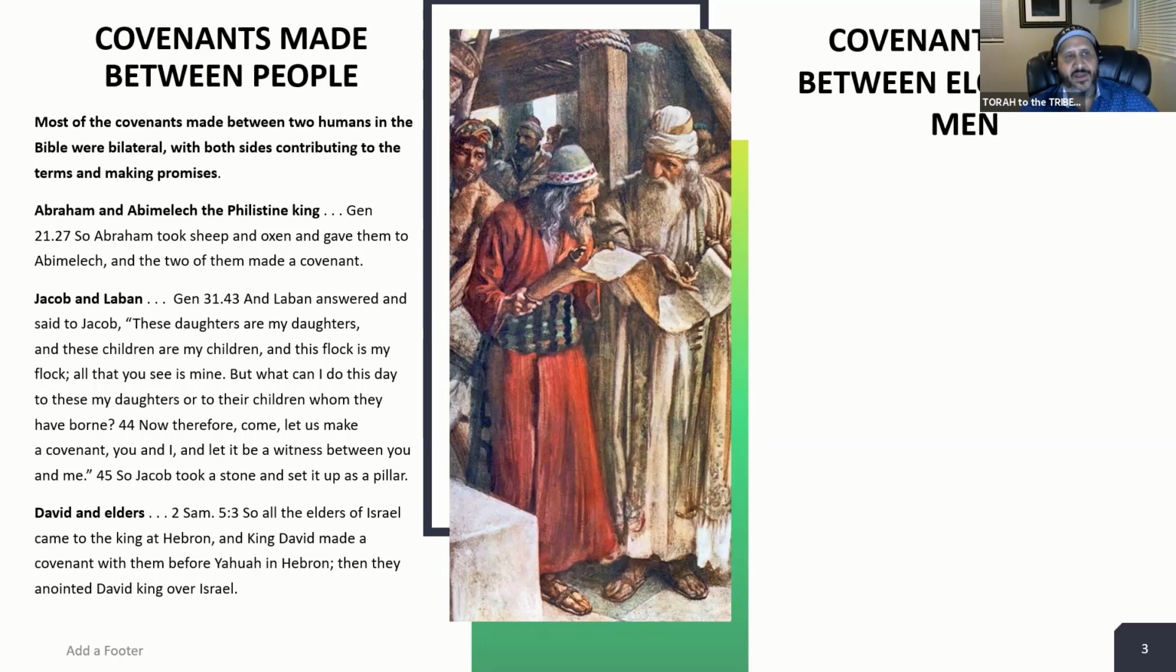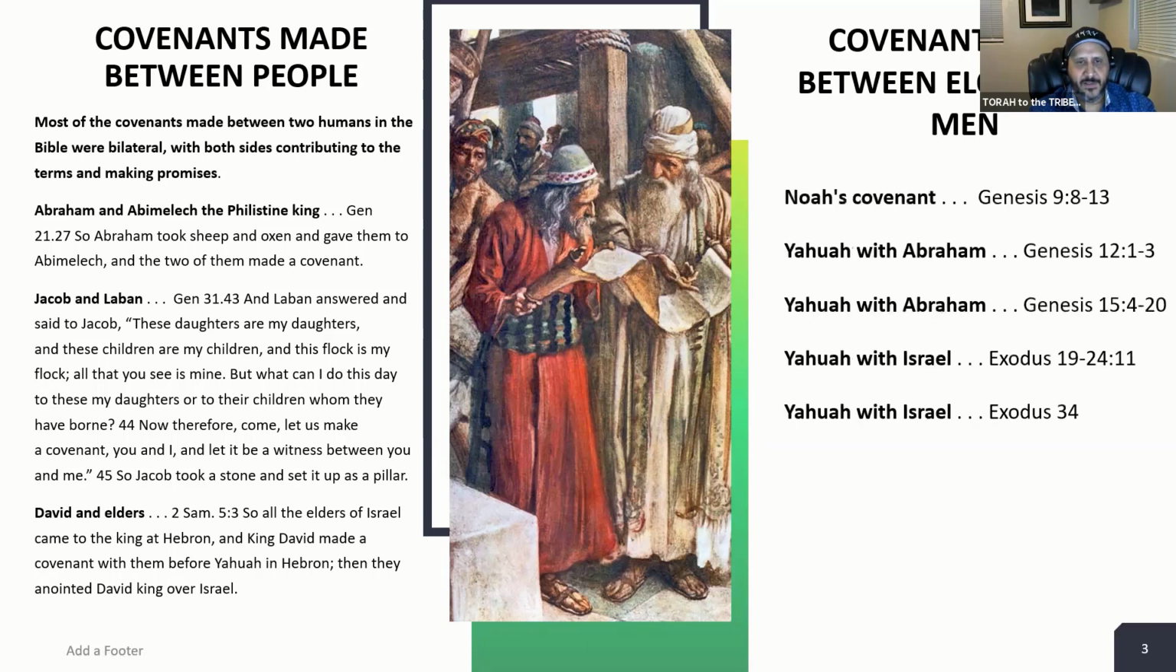So what other covenants do we have? We have the covenants made between Elohim and man. We're going to go into a little bit more detail about these types of covenant. I'm going to get to the meat of the bone here, so to speak. We have Noah's covenant, the one that Yahuwah made with the creatures and everything thereof. We have Yahuwah with Abraham; there were actually two covenants made. Then we have Yahuwah with Israel. And then we have a limited covenant in Exodus 34 that was also made with Israel. And no, it was not the book of the law. Someone may actually think that, but no.